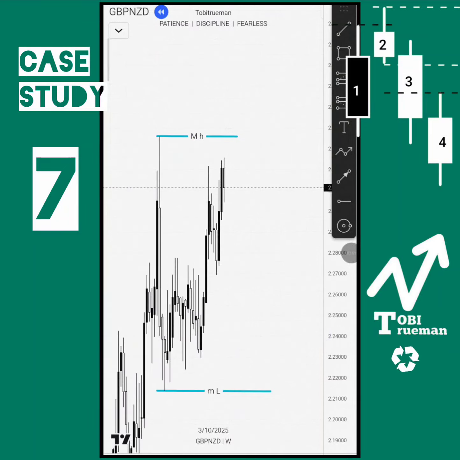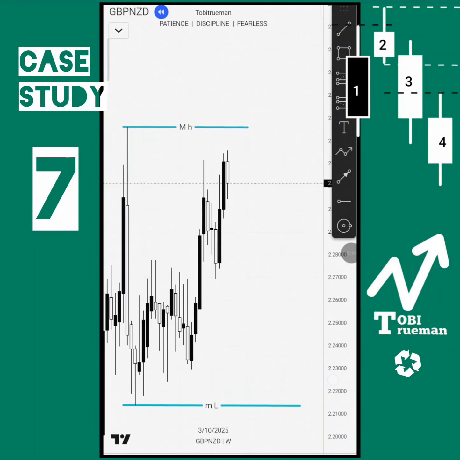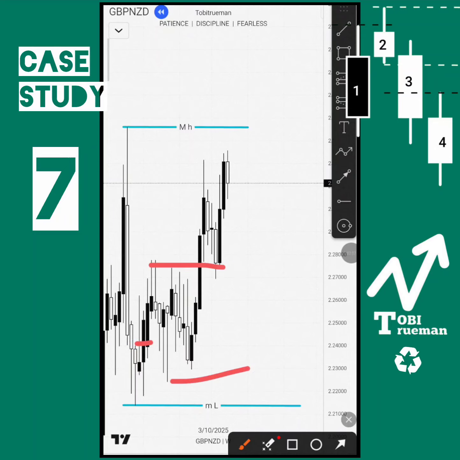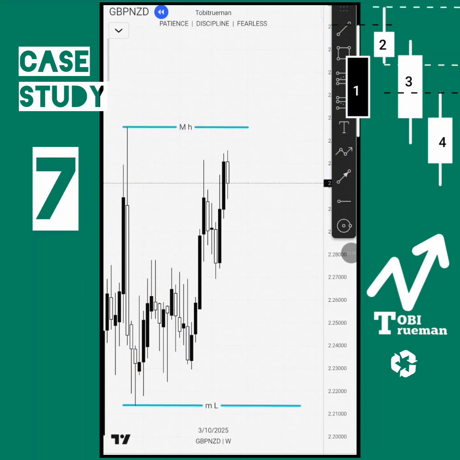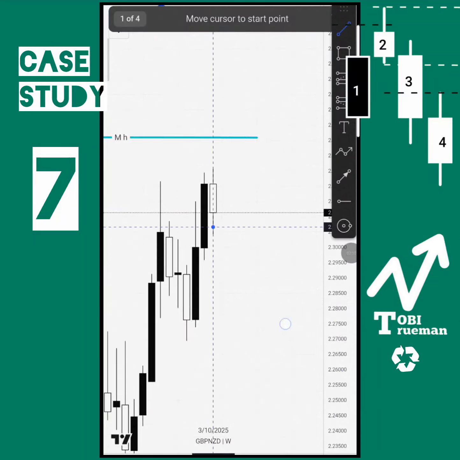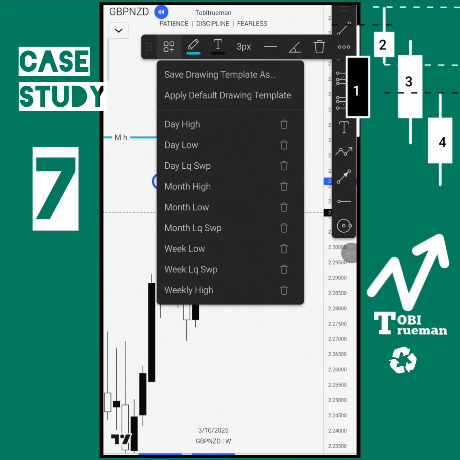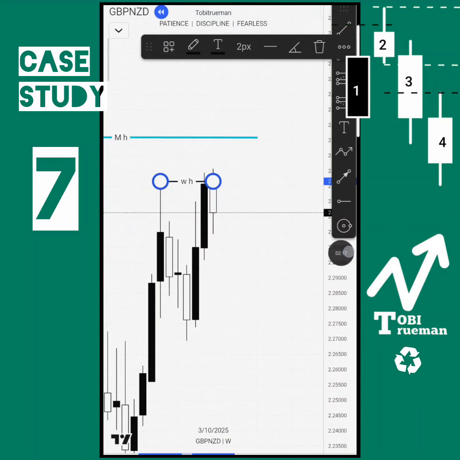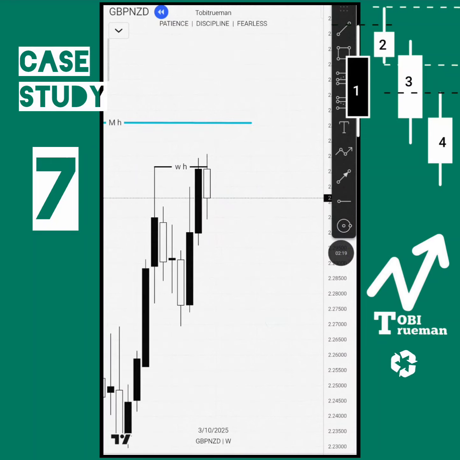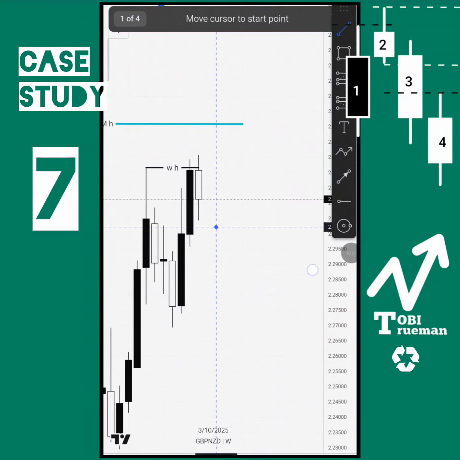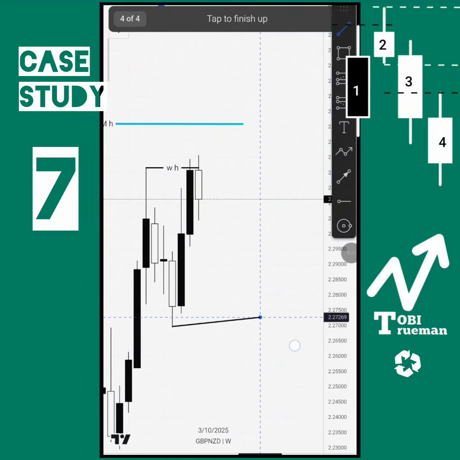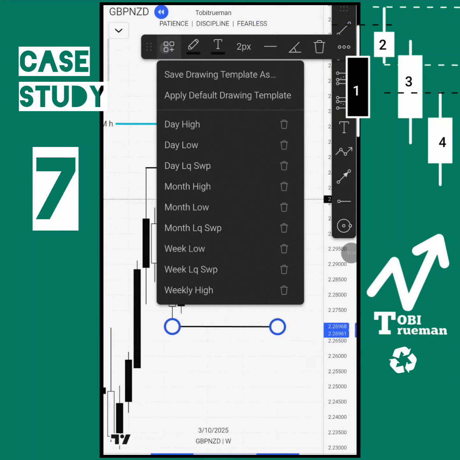Now on the weekly time frame, we can see that price has been making a series of pullbacks, then this one and that. Then we can determine that this is our previous week high. That point is our previous week high, and then this point will be our previous week low, right?